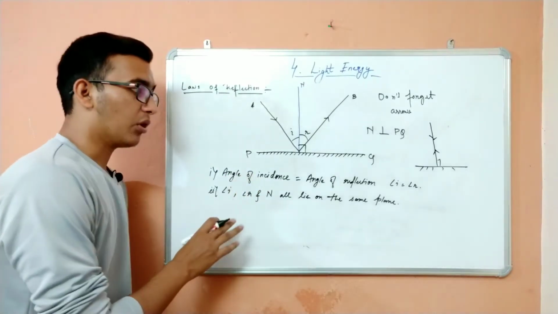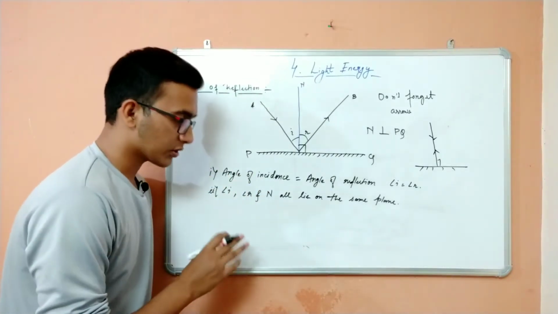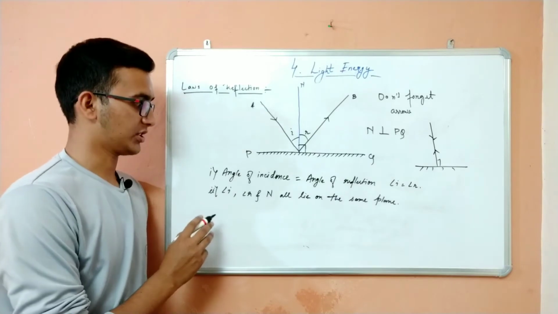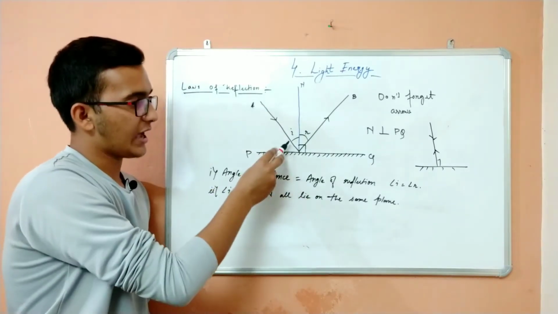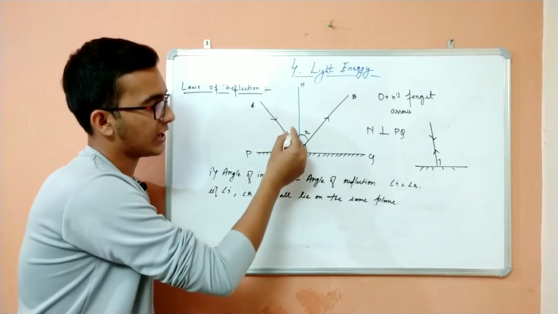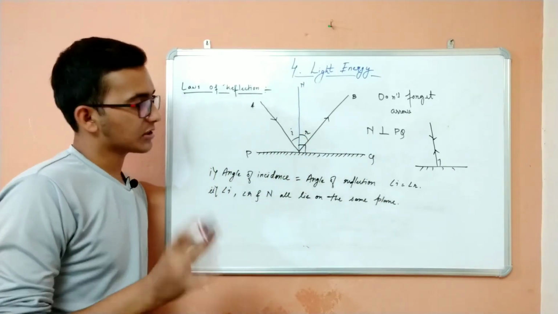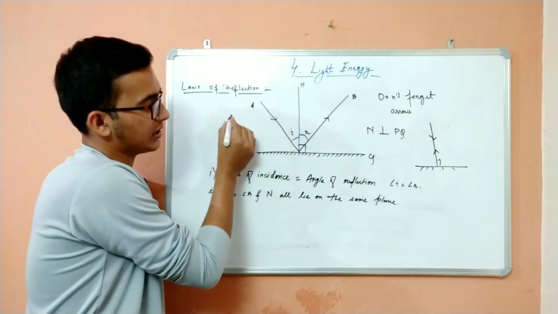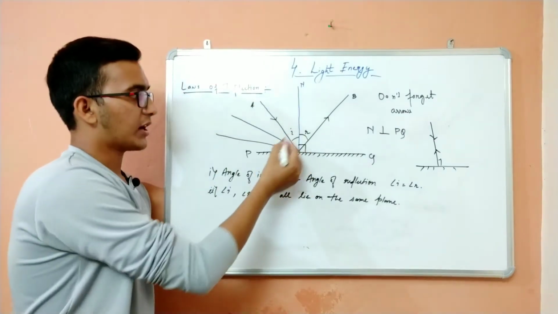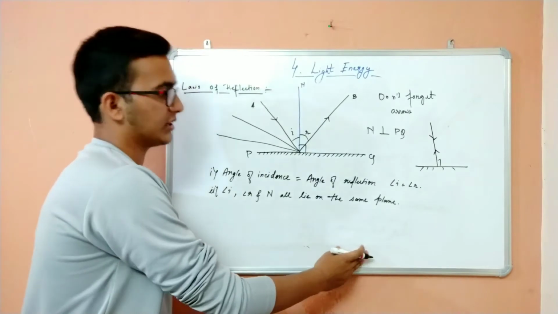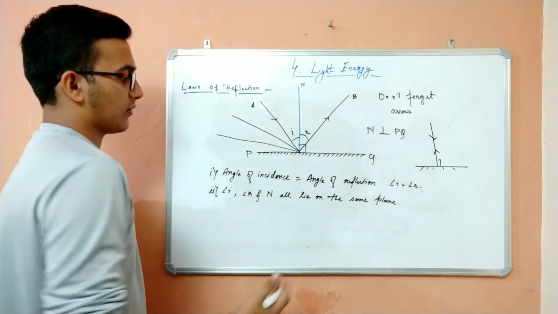Now we need to know about the laws of reflection. The first law of reflection says that the angle of incidence is equal to the angle of reflection. I is equal to R. So angle I is always equal to angle R. It doesn't matter if the ray falls like this, or like this, or like this. Whatever the angle of incidence, the same will be the angle of reflection.